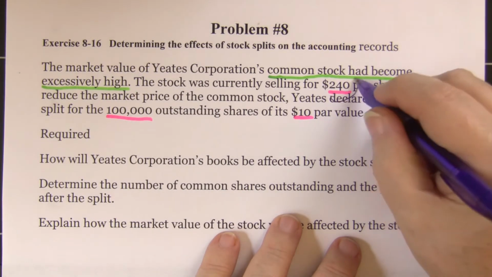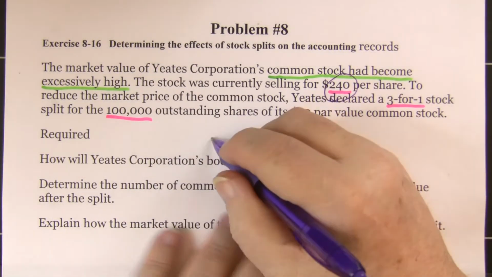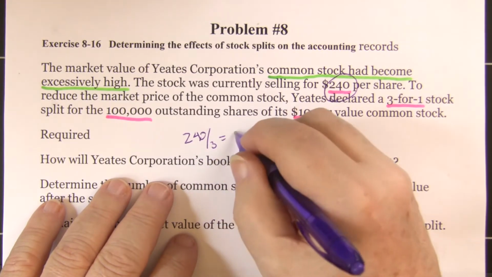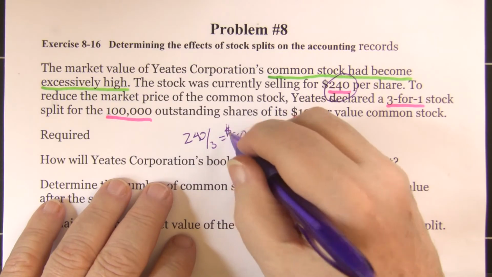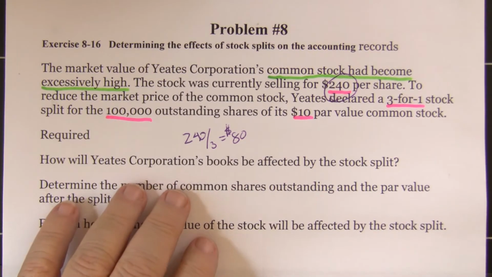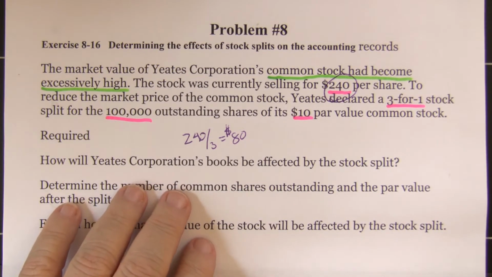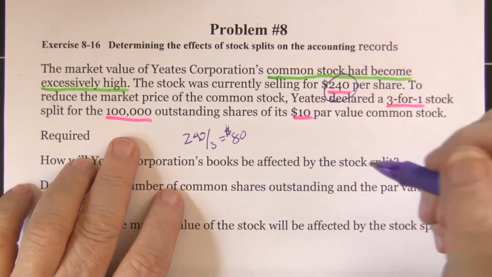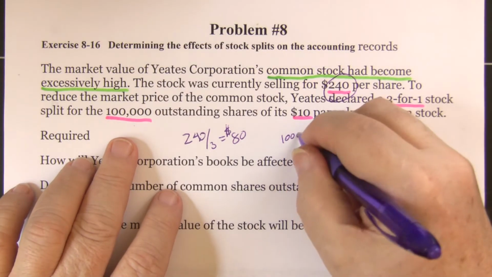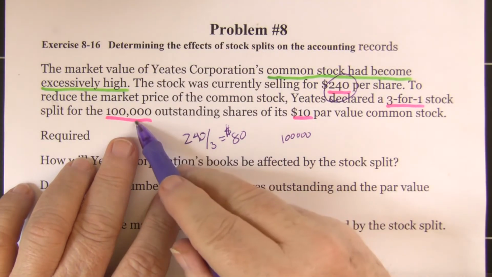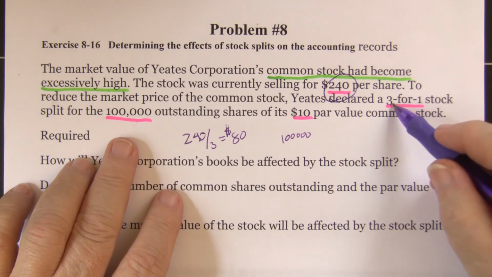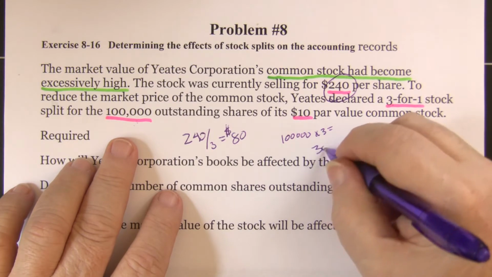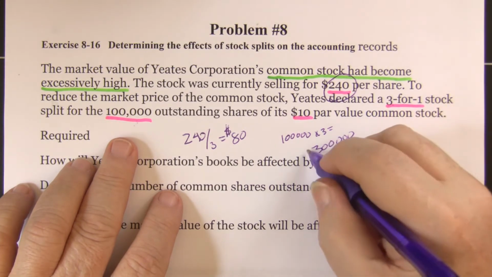This number gets divided by 3. $240 divided by 3, $80. So that would be roughly the selling price after the split. They had 100,000 shares, and each person who had one share got 3 shares. So we multiply that by 3, we now have 300,000 shares.